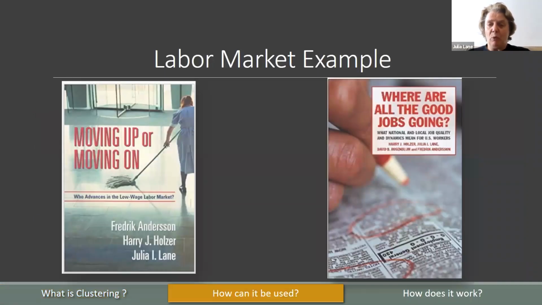Let me give a more concrete example, which is the labor market. You will recall that in the intro video, I talked about the difference. One of the values of machine learning is that it uses the data to establish the rules, if you like. And we're going to talk about how that works in labor markets. A dozen or so years ago, Harry Holzer, Frederick Andersson, and I wrote a couple of books where what we tried to say was that where you get a job matters. The firm characteristics could be as important as your individual characteristics in informing your future earnings trajectory.